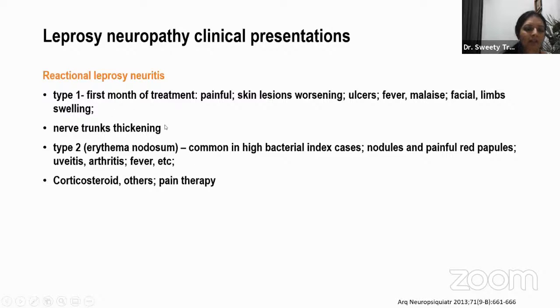Type 2 reactions are erythema nodosum reactions. They are more common in high bacterial index cases, usually more than 6, and they are in lepromatous cases, sometimes in borderline lepromatous, usually in lepromatous cases. In this case, the autoimmune reaction is due to antigen and antibody complex deposition disease, and it can have systemic manifestations also. Again, the therapy is corticosteroid, thalidomide, and clofazimine.